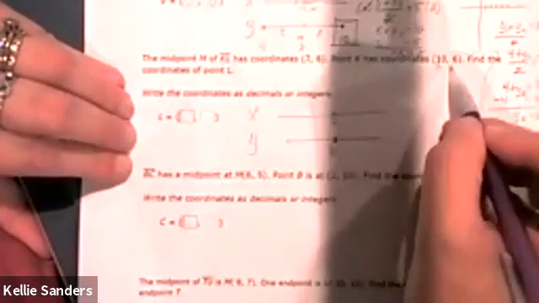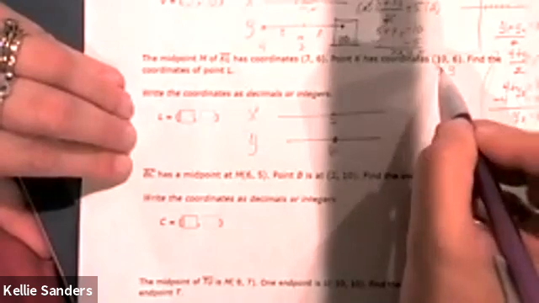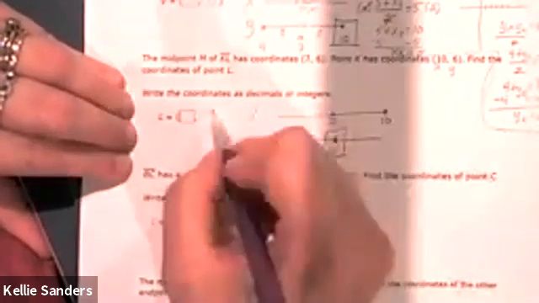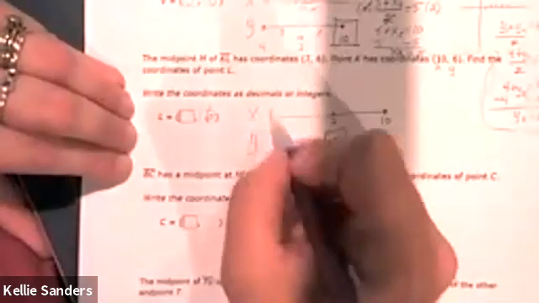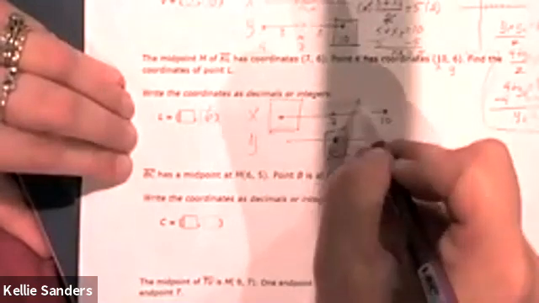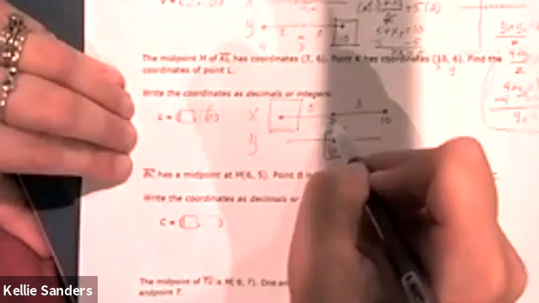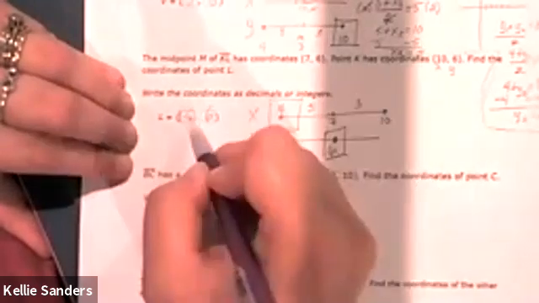K is at 10, 6. 10 is on this side of 7, and 6 stays the same. So I am finished with my y because it didn't move. So the only question is, where is this one? It's pretty much the same thing as what we had here, just the opposite. What's the distance from 7 to 10? 3. So that length's going to be 3. So 7 minus 3 is 4.